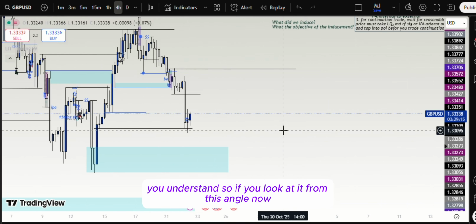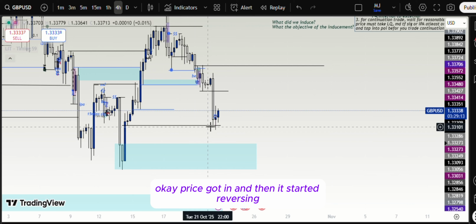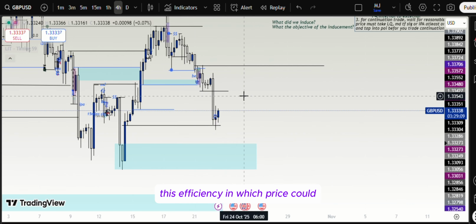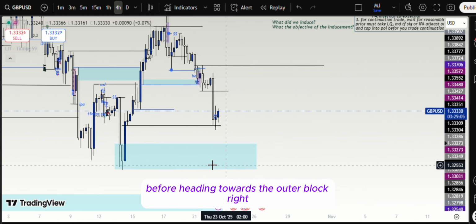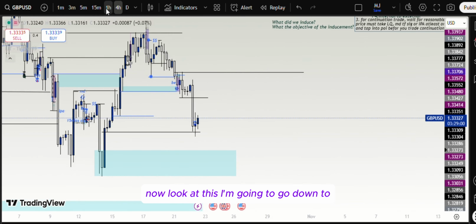You understand? So if we look at it from this angle now, okay, price got here and then it started reversing. This is another point of interest. This inefficiency in which price could react from and then continue to go down before heading towards the other block, right?